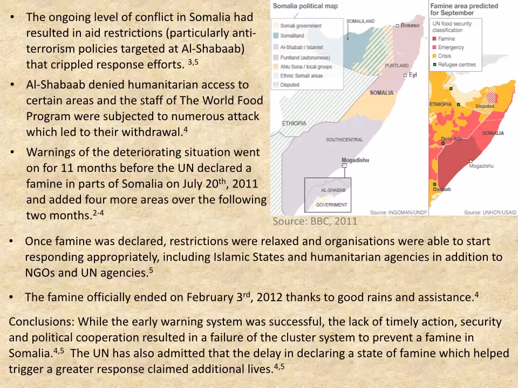The famine was officially declared ended on February 3rd, 2012. And this was thanks to a good rainy season as well as some of the assistance that was provided. Although there is some debate about how effective the assistance was, it definitely helped them get to the next harvest. So when it did eventually arrive.